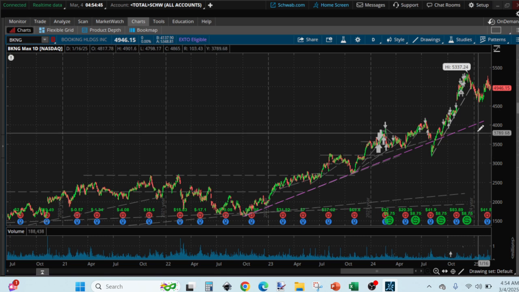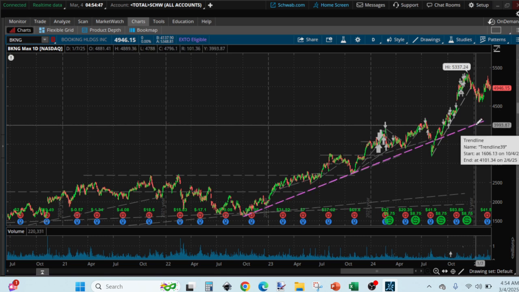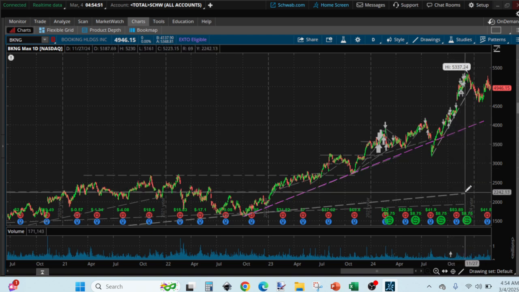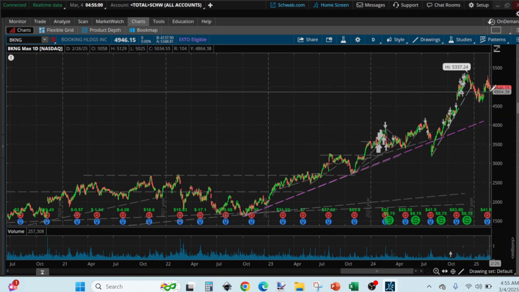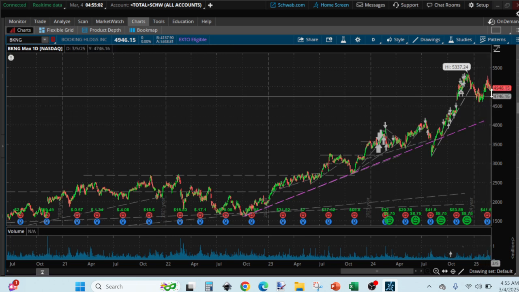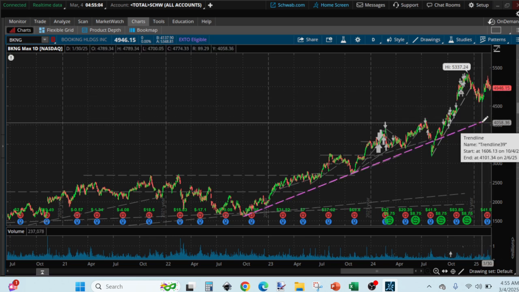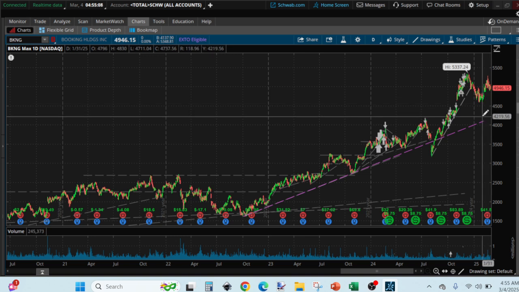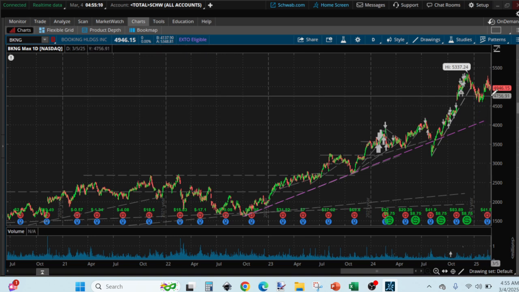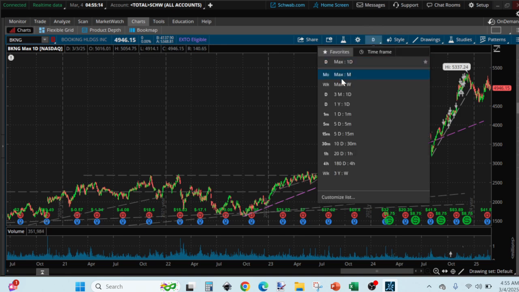So BKNG, we have this trend line that we like to buy at next. We have some lower ones as well that we didn't color, but we have them in mind. And right now, comparing where the price is to that trend line, the price is still far away from it. Yesterday, March 3rd, 2025, the price went down. So we can go to the 1 year daily chart, or we can zoom.